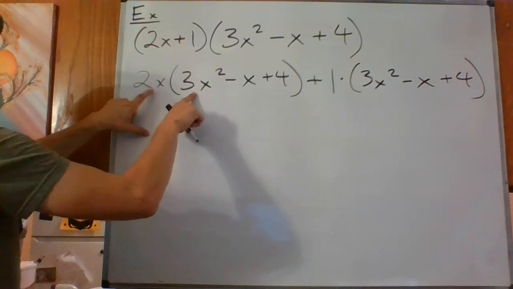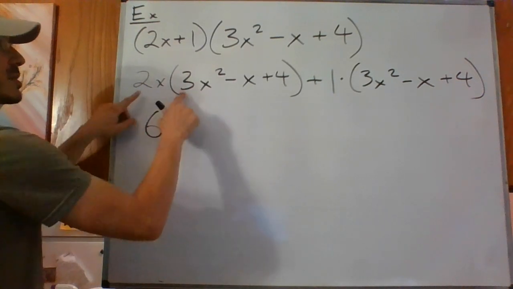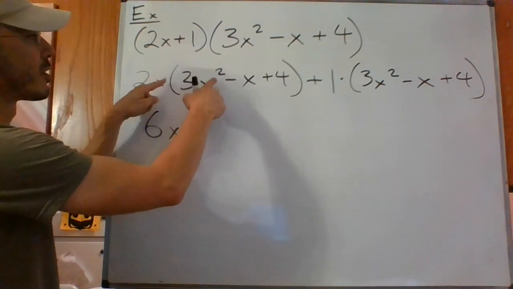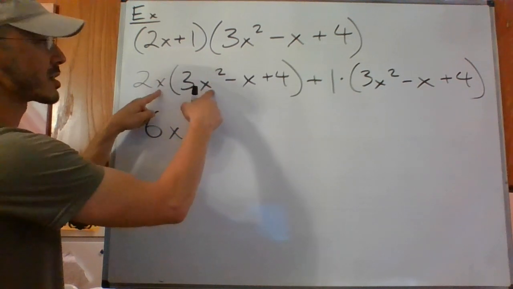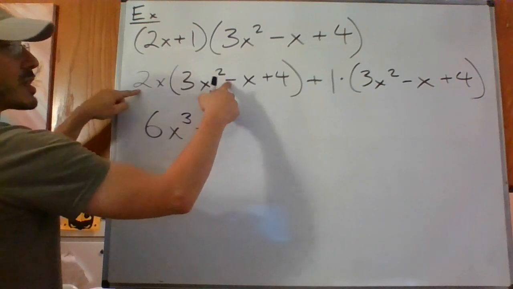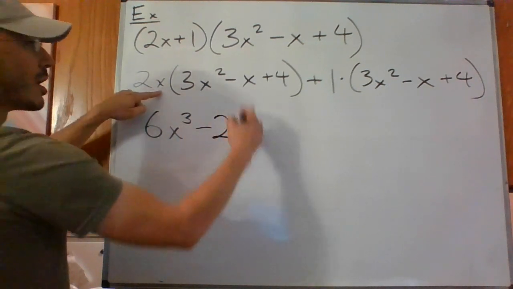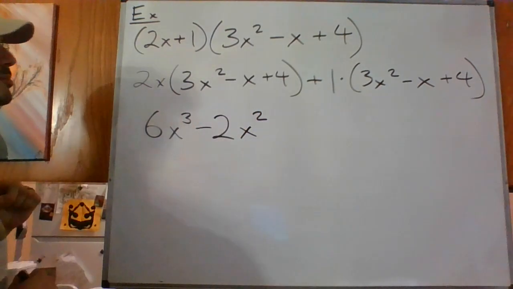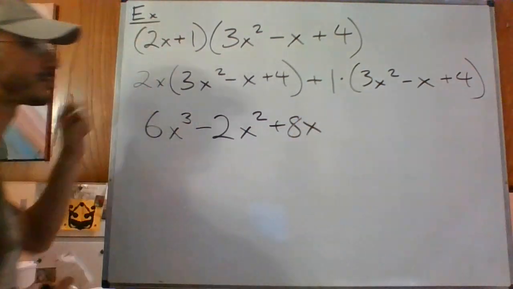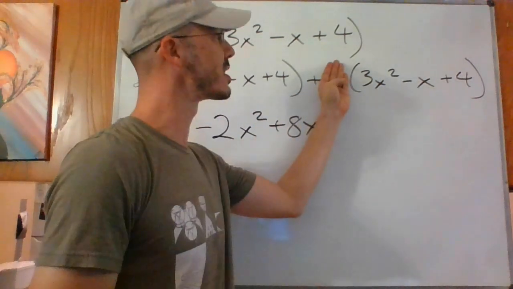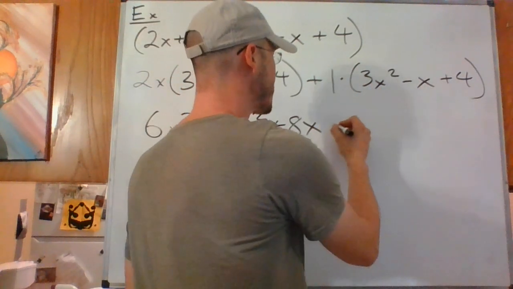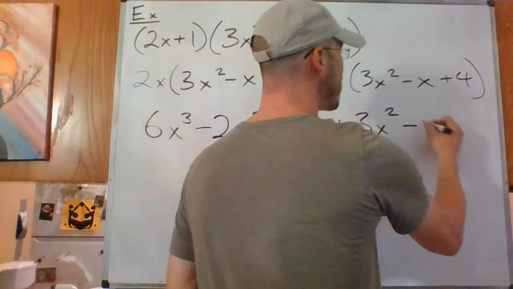But this part, 2x times 3x squared is 6x to the third. X to the first times x squared is x to the third. Minus, because there's a positive times a negative, is negative 2x squared, because it's x times x. And 2x times 4 is 8x. And as I said with the rest of this, I'm multiplying by 1. It's not going to change any of these things. They're going to appear exactly the same. Plus 3x squared minus x plus 4.